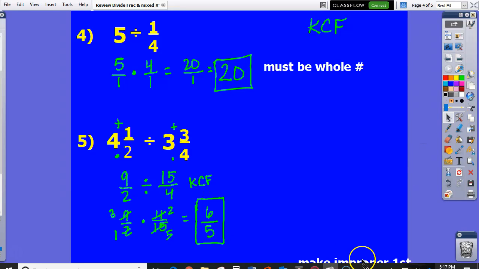You can stop. So, to review for this one, remember, if you have mixed numbers, make them improper first. Well, that's all I have for today for our review. Remember, multiply by the reciprocal when you see division of fractions or mixed numbers.